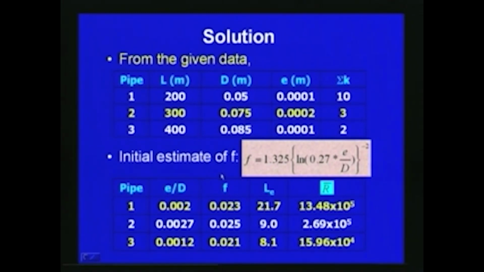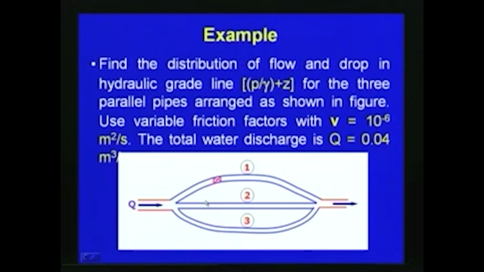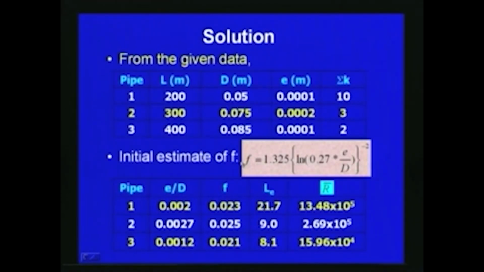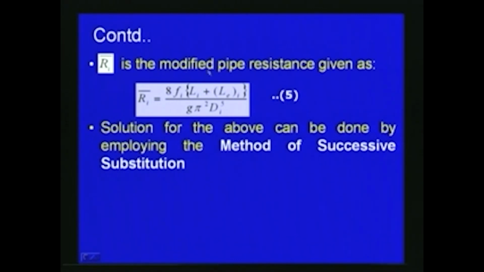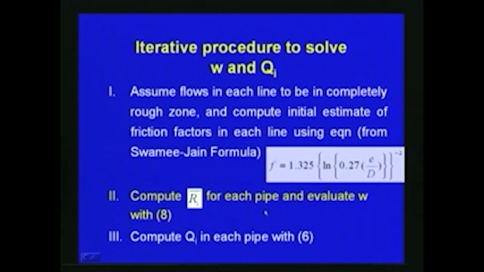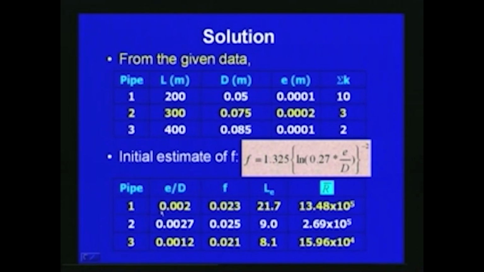So, as we have seen here, the iterative procedure has steps 1 to 5. Initially we estimate the friction factor from the Swamee and Jain formula. Since the Reynolds number is not known, we will use this equation. For pipe 1, 2, 3 we calculate E by D like this and the friction factor, and then we also calculate the equivalent length LE, and then we find the equivalent resistance coefficient as shown here. This equivalent modified pipe resistance is calculated here, and these values are given for pipe 1, pipe 2 and pipe 3.